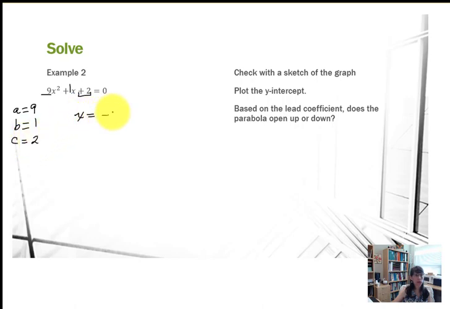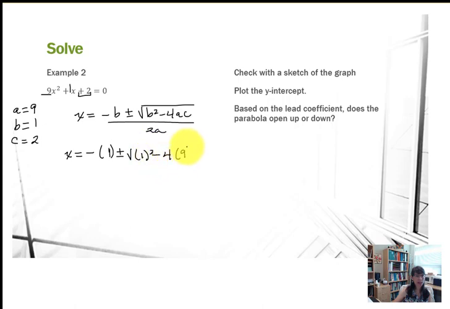Using the quadratic formula, x equals minus b plus or minus square root of b squared minus 4ac, all divided by 2a. We'll make our substitutions. Negative times b means negative 1 plus or minus the square root of 1 squared minus 4 times 9 times 2. Our denominator, 2 times a, means 2 times 9.